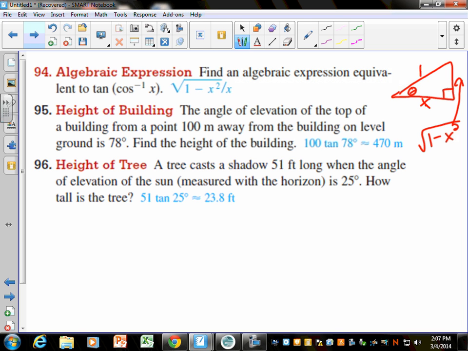Big thing is make sure you know the difference between angle of elevation and angle of depression. Both of these are angle of elevation, right? But maybe go back and look. Angle of depression, probably you could guarantee there'll be one of those.